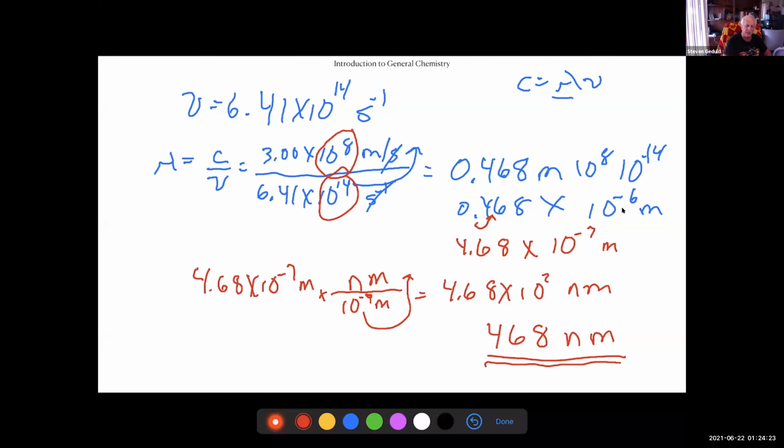That's the wavelength of a blue light that has a frequency of 6.41 times 10 to the 14 per second. So if you're given frequency, you can determine wavelength. If you're given wavelength, you can determine frequency, because the wavelength times the frequency is equal to the speed of light. And the speed of light's a constant. It's always going to be 3.00 times 10 to the 8 meters per second. Okay, questions with that?